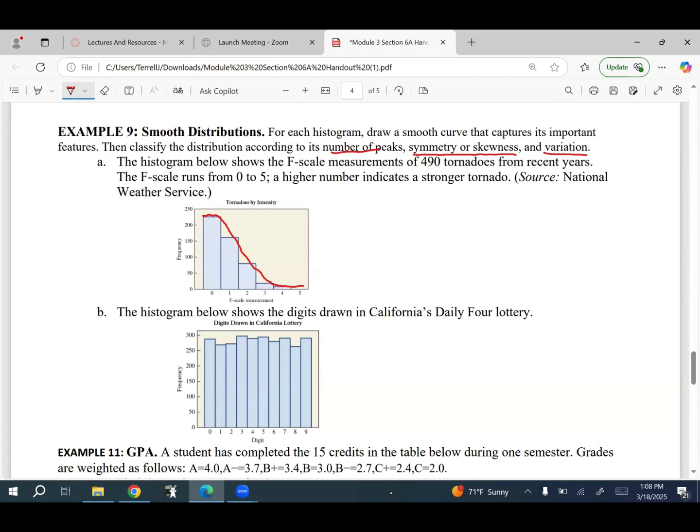So the histogram below shows the F scale measurement of 490 tornadoes from recent years. The F scale runs from 0 to 5. So notice the horizontal scale goes from 0 to 5. And a high number indicates a stronger tornado. So we've just drawn a smooth curve to represent this. And now we want to know the number of peaks. Well, there's only one peak here. Remember, the peak is like your high point. There's only one.